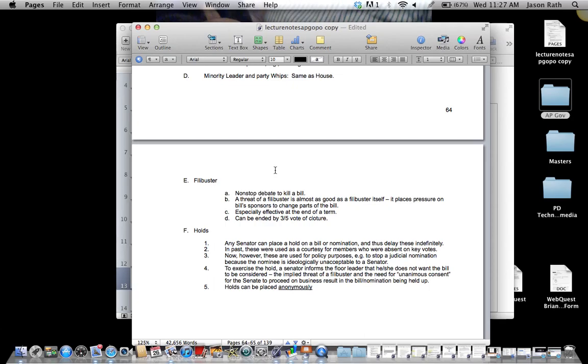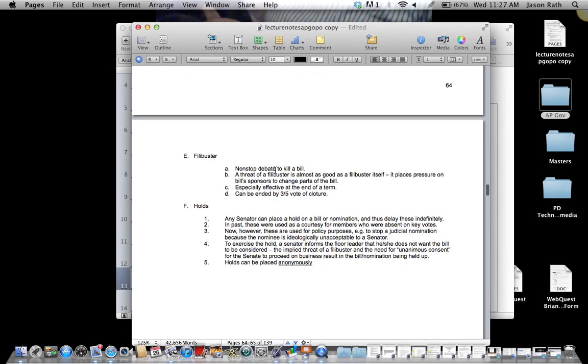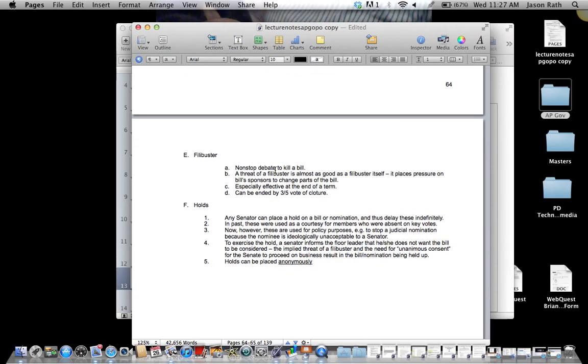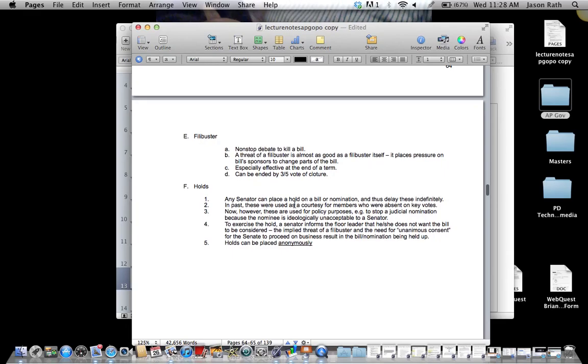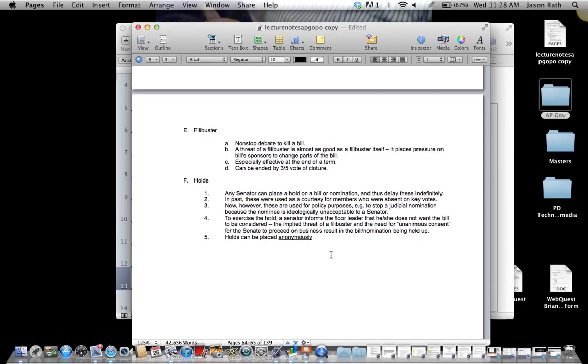And then another thing is you have holds. A hold is when any senator can place a hold on a bill. A lot of them do this as a way to delay it from being up for discussion. And so this delays the bill indefinitely. These are usually used, again, by key members. They're used now for policy purposes to stop a judicial nomination because the nominee is ideologically unacceptable to a senator, or to stop a bill.